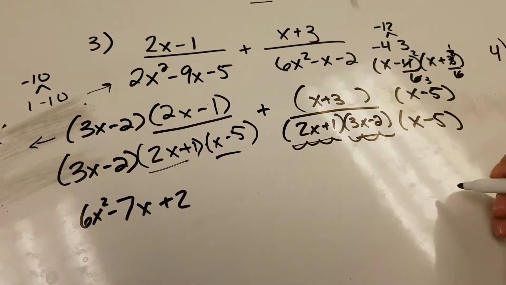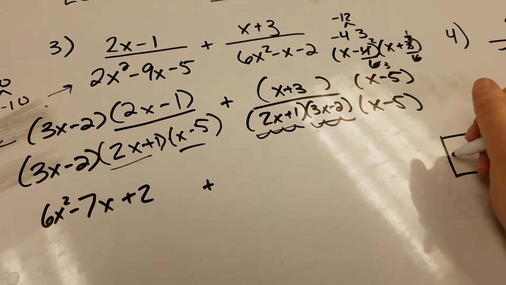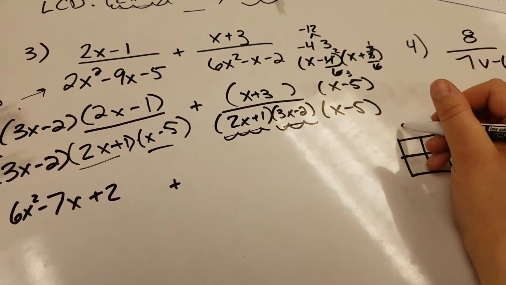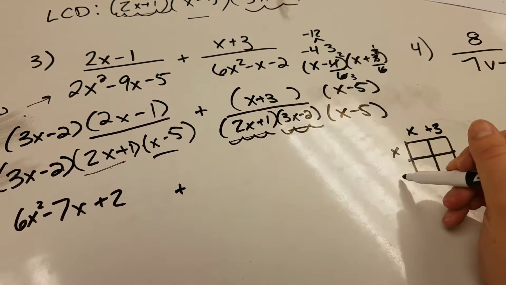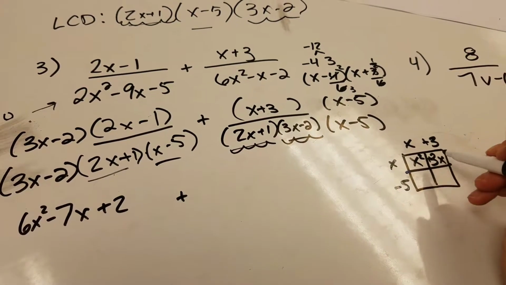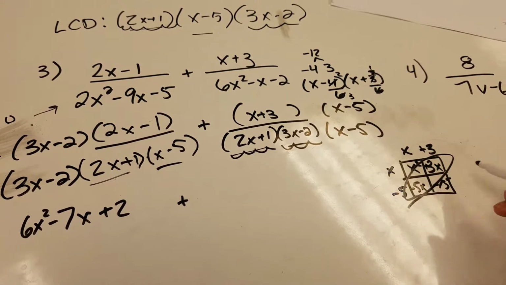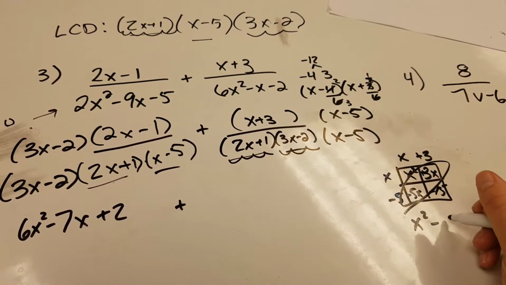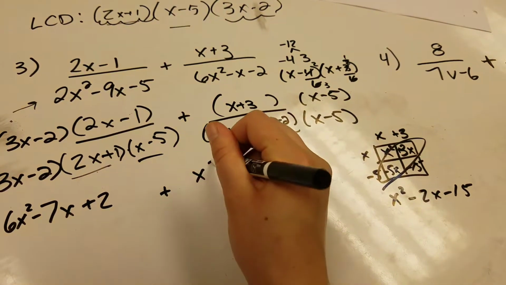Do the same thing over on this side. If you can do this in your head, great. If not, you can do your Punnett square. You can do your rainbows. Lots of different ways. Okay, so x plus 3 and x minus 5. We get x squared, positive 3x, negative 5x, and negative 15. Combine our like terms, so we get x squared minus 2x minus 15. So that goes on the top.